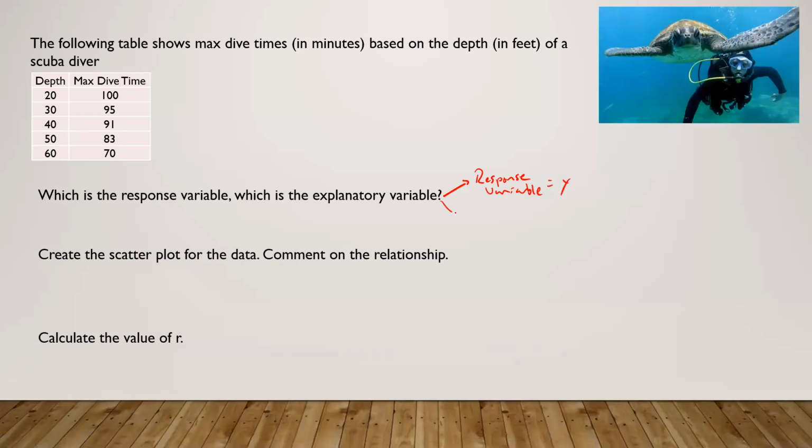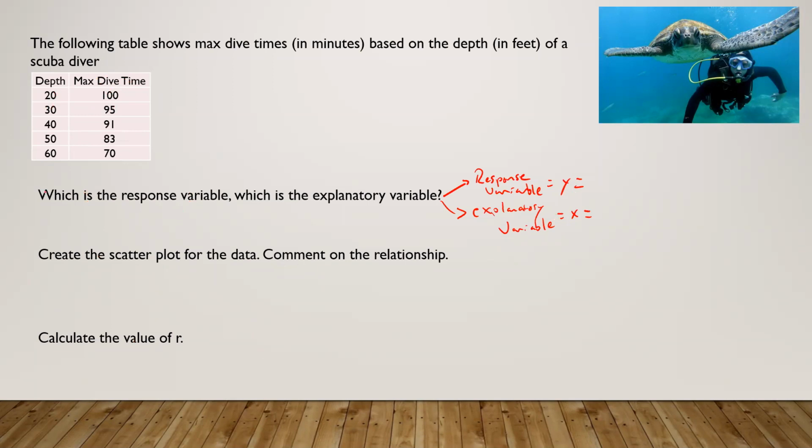That's the Y variable, and which is the explanatory variable? That's the X variable. Generally it's better to start with the explanatory variable. Which variable explains the other one? Does depth explain max dive time, or does max dive time explain your depth? You could totally make an argument that max dive time explains the depth. If I want a max dive time of 100 minutes, then my depth could be 20.